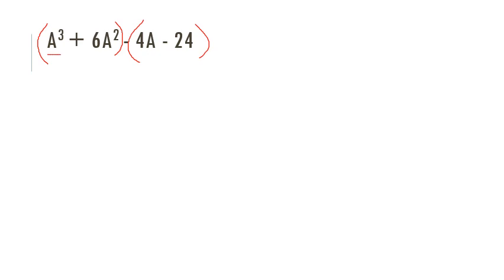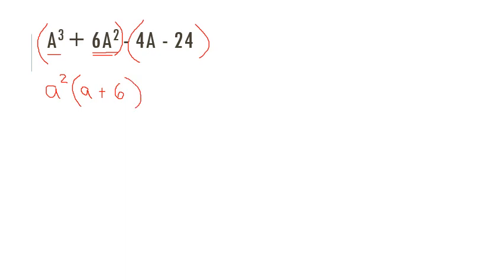I'm looking at a cubed, that's 3 factors of a, and 6a squared. The greatest common factor between these two is a squared, because it will go into both of these terms evenly. Dividing out a squared from a cubed leaves me with just 1 factor of a, and dividing 6a squared by a squared leaves me with just 6.